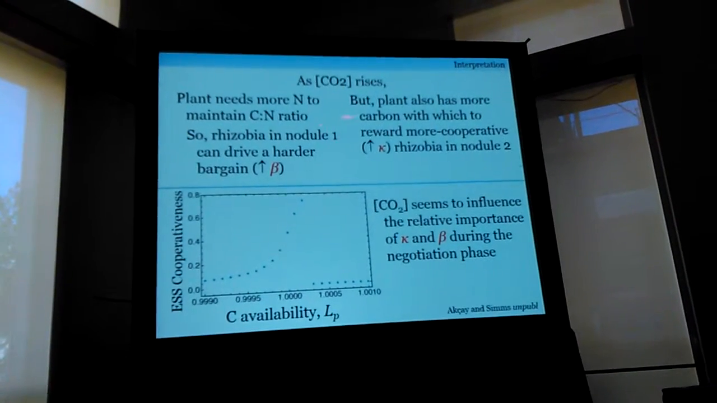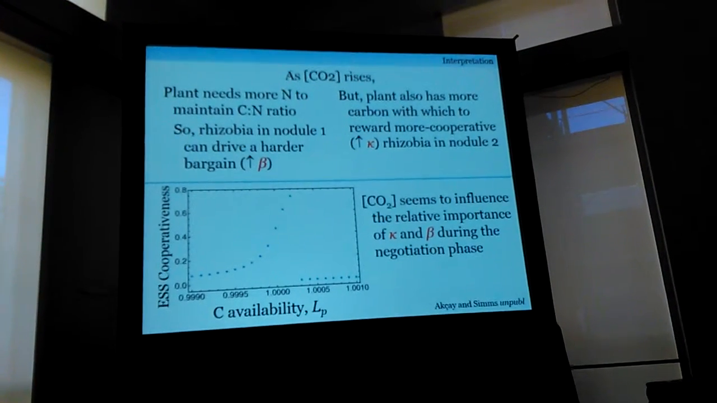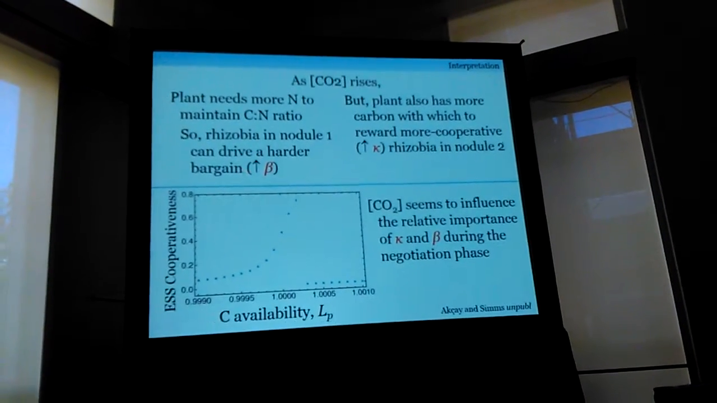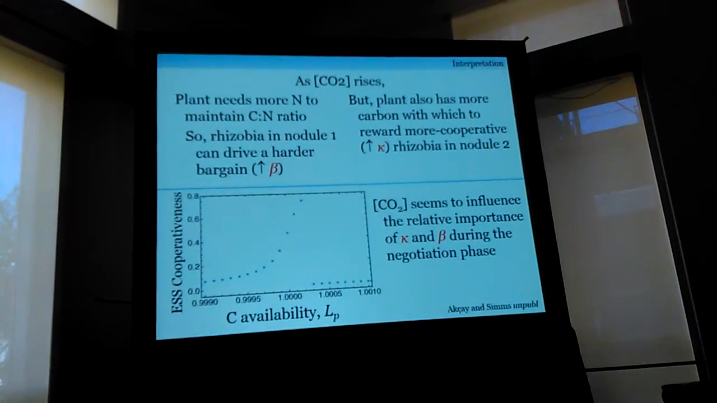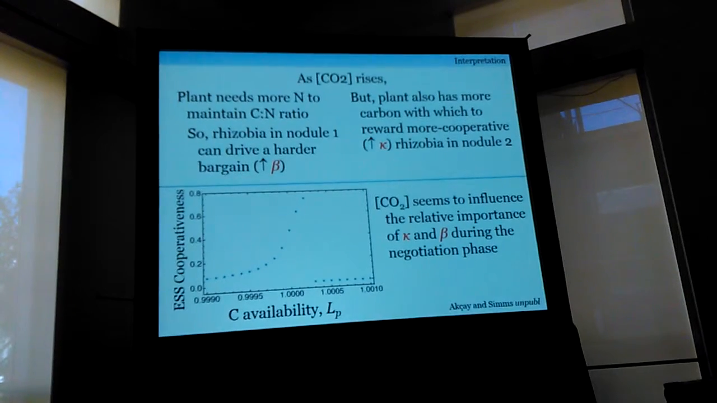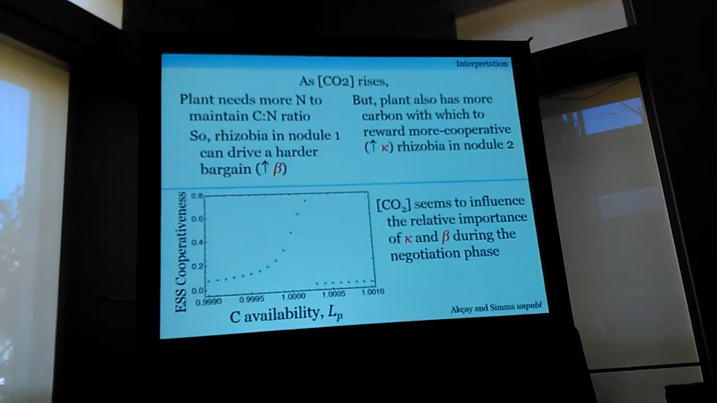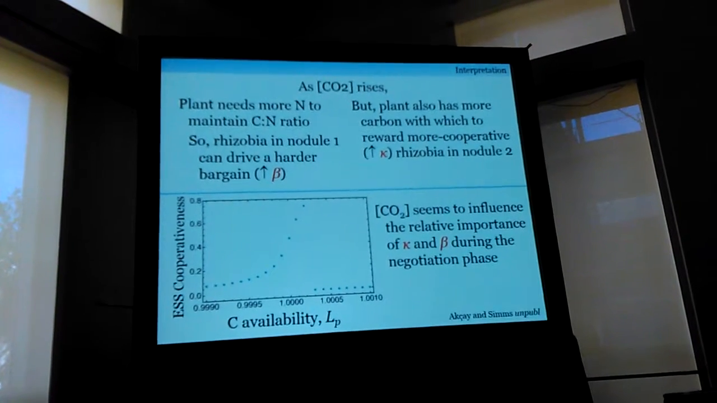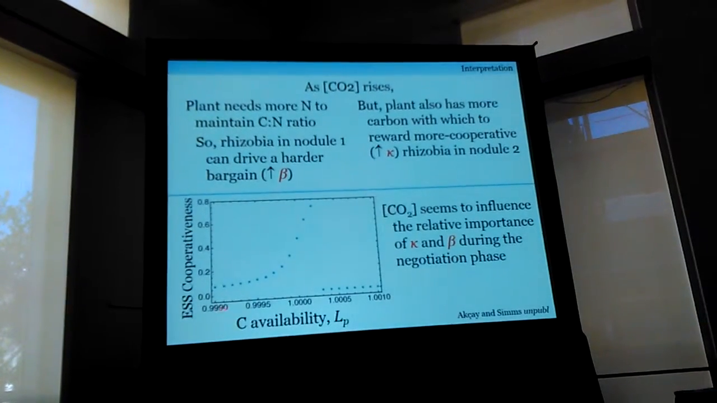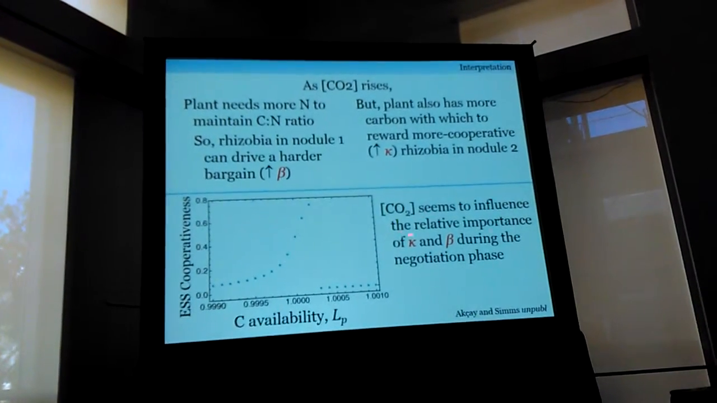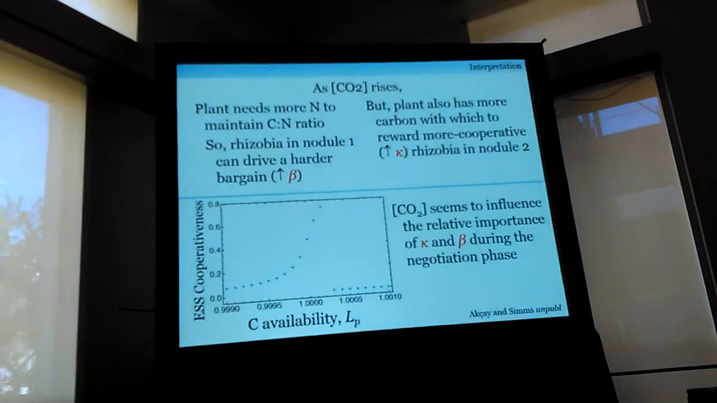the plant also has more carbon with which to reward that second nodule while it's negotiating with the nodule that's out on strike. And so this other kind of cooperation that gets expressed in the second nodule is also rising. And so it seems that the level of CO2 availability or carbon availability in the plant influences the relative importance of these two parameters during this negotiation phase.